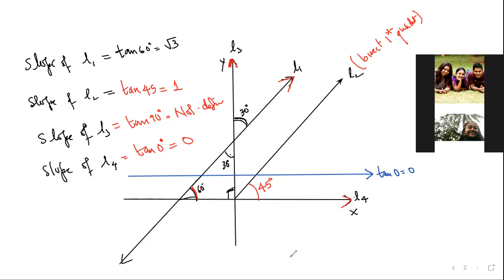Is it clear? Understood? Yes, sir. If it is clear, don't write anything. I'll give you its notes. Then you tell me, what can you say about these two lines?